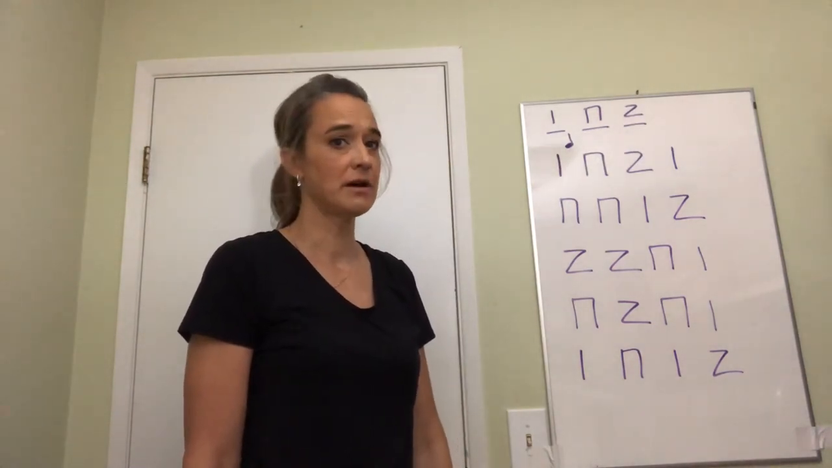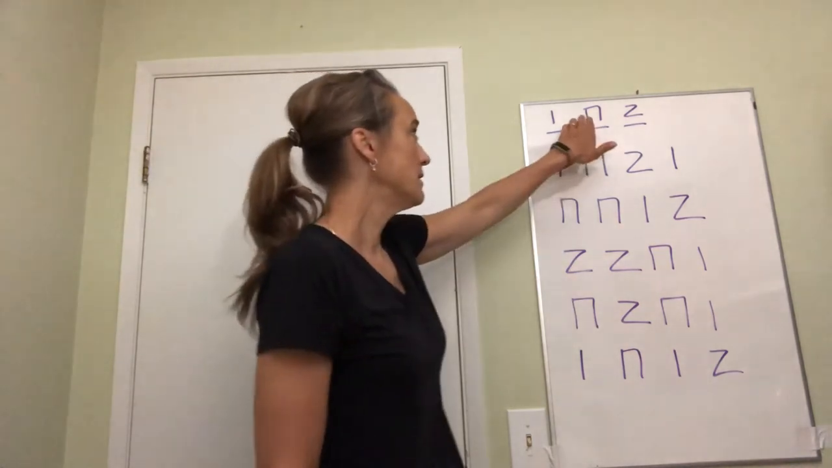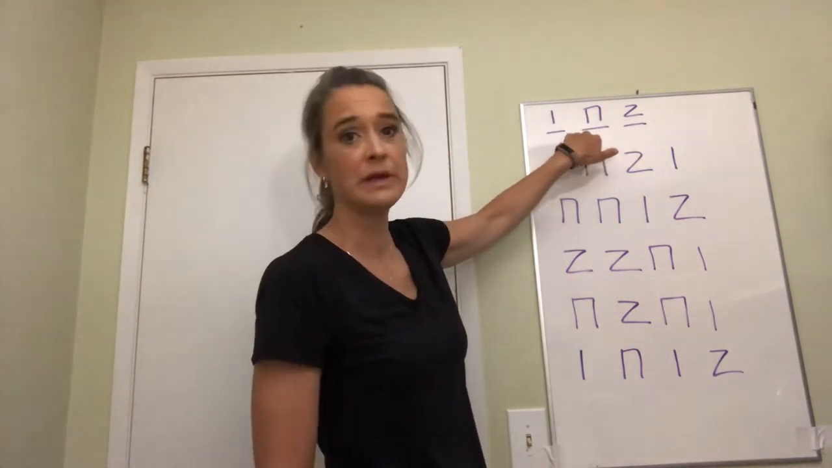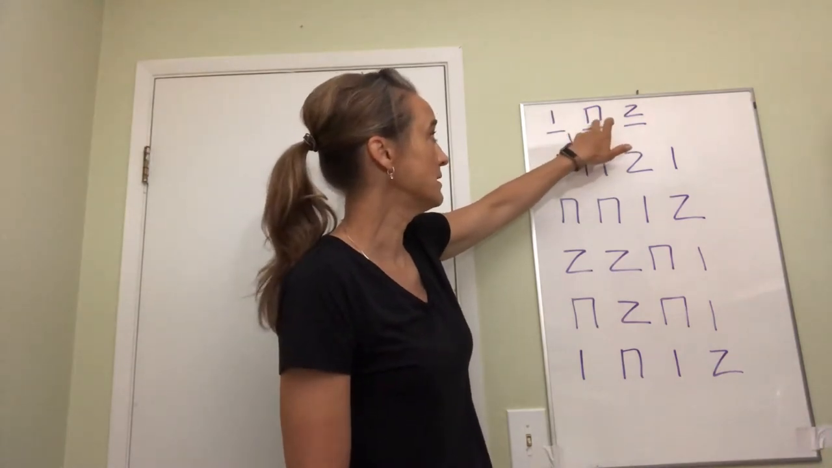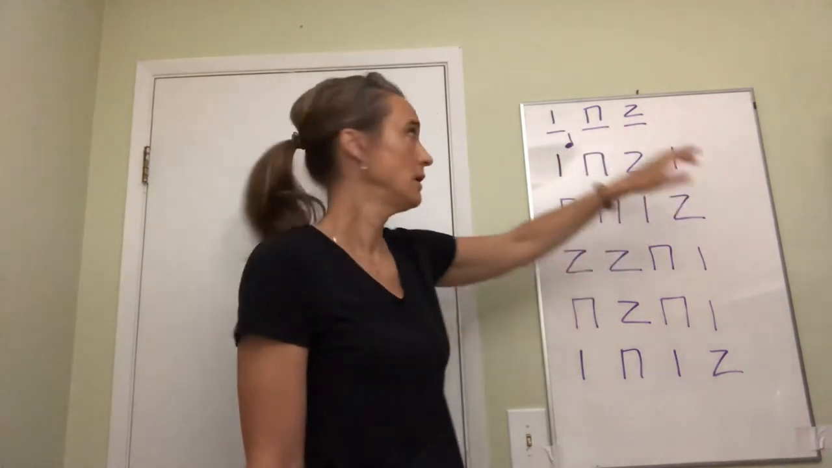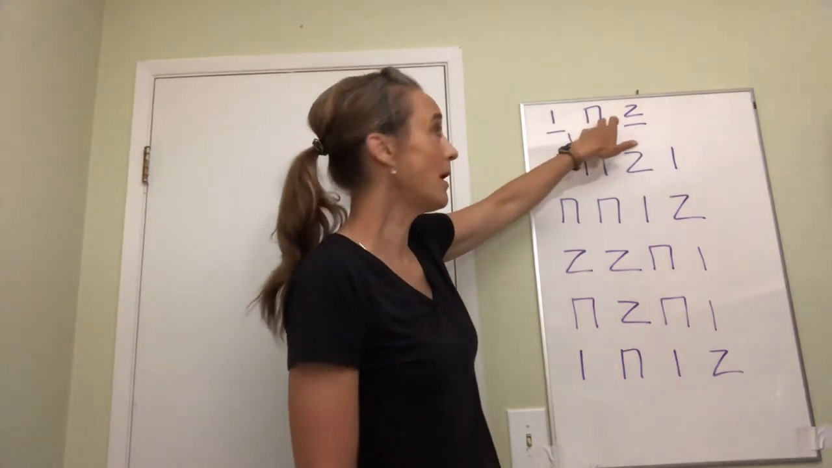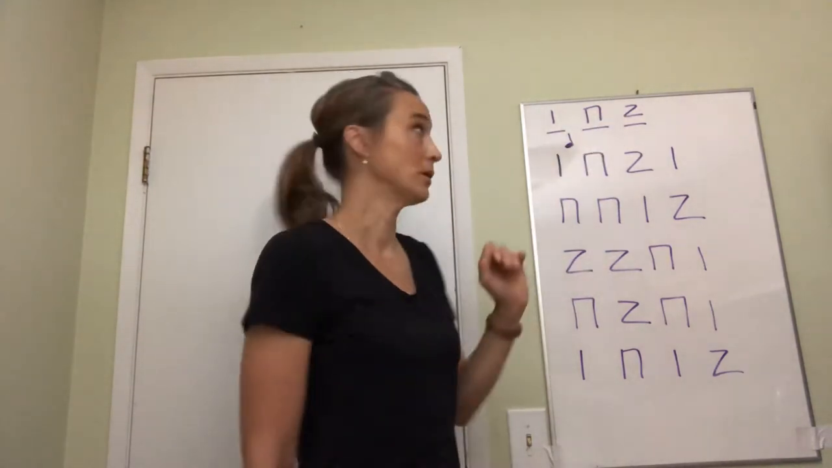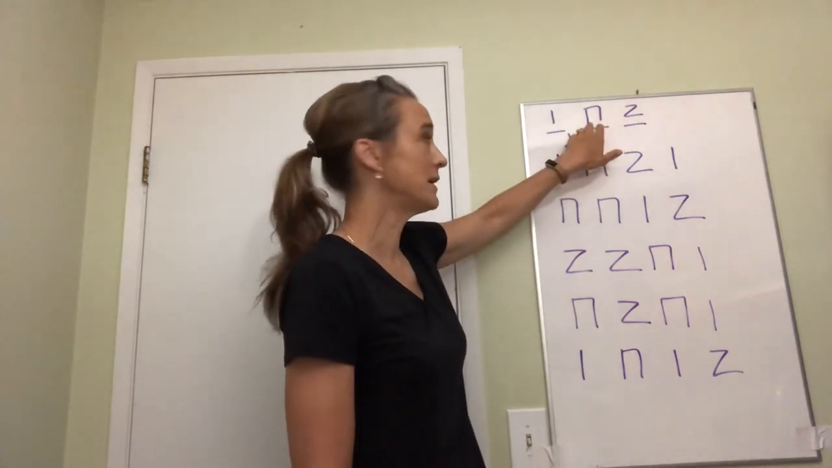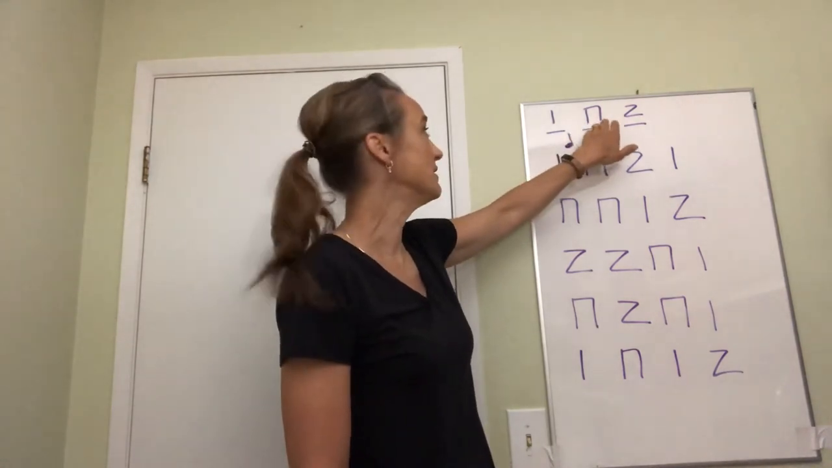Remember, we had talked about TT being one beat. So that means each of these can't be one beat because 1 + 1 = 2. So we have to make these smaller than one, and they're both equal in size or length. So we say this one is a half and this is a half.